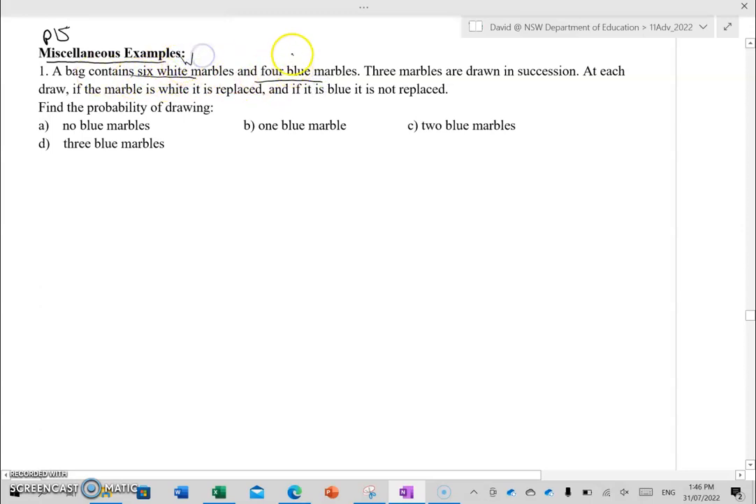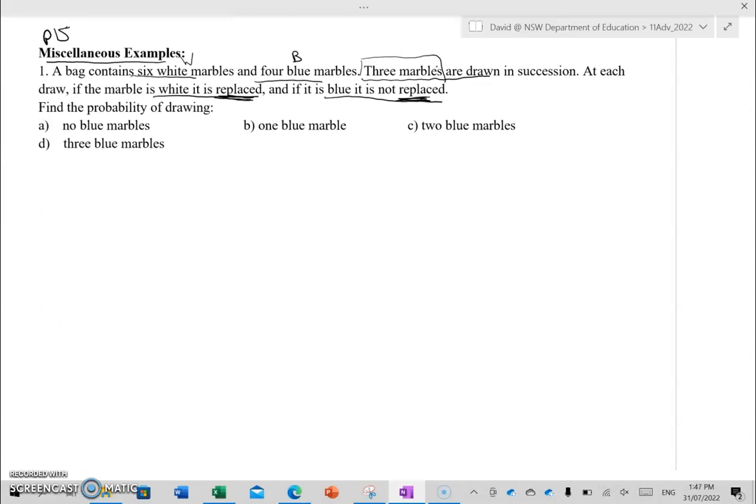So W for white, B for blue. 3 marbles are drawn. And at each draw, if the marble is white, it's replaced for that draw. And if it's blue, it's not replaced. So what's interesting about this question is we've got a combination of replacing or not replacing dependent on what we pick. So definitely my first inclination is to use a tree diagram to kind of draw out the options and think about the probabilities. Okay, so let's draw it out.